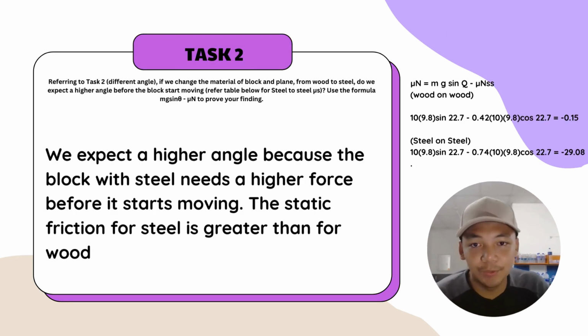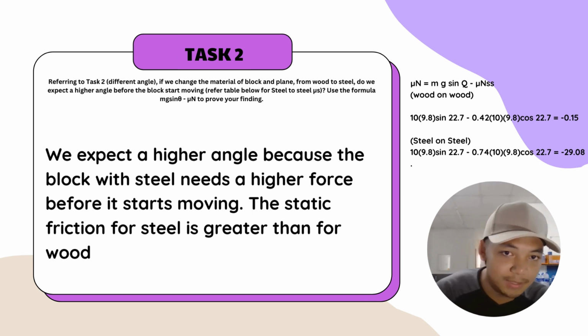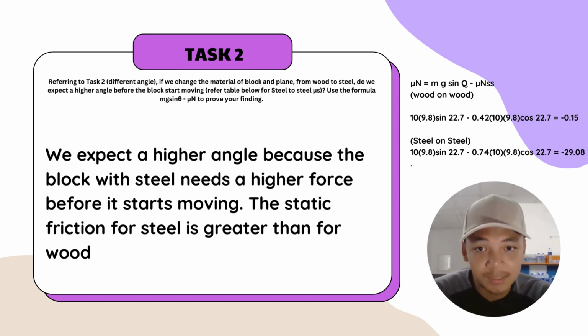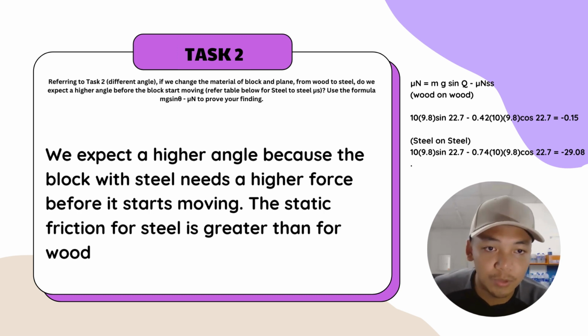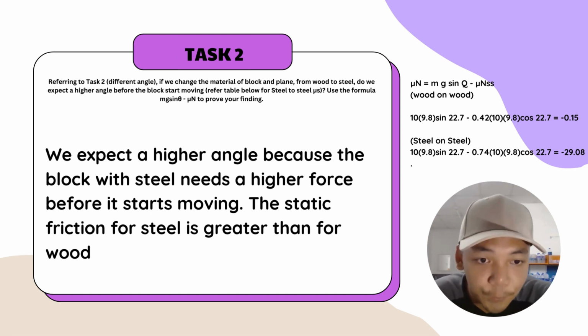For task 2, the question is, if we change the material of the block and plane from wood to steel, do we expect a higher angle before the block starts moving? Using the formula and the given information, on wood we got a solution of minus 0.15, while on steel we got minus 29.08. We expect a higher angle because the block on steel needs a higher force before it starts moving, so the static friction for steel is greater than for wood.